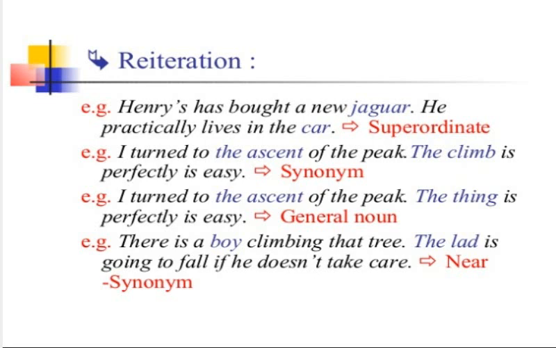Reiteration. Henry has bought a new Jaguar. He practically lives in the car. Superordinate. I turned to the ascent of the peak. The climb is perfectly easy. Synonym. I turned to the ascent of the peak. The thing is perfectly easy. General noun. There is a boy climbing that tree. The lad is going to fall if he doesn't take care. Near synonym.